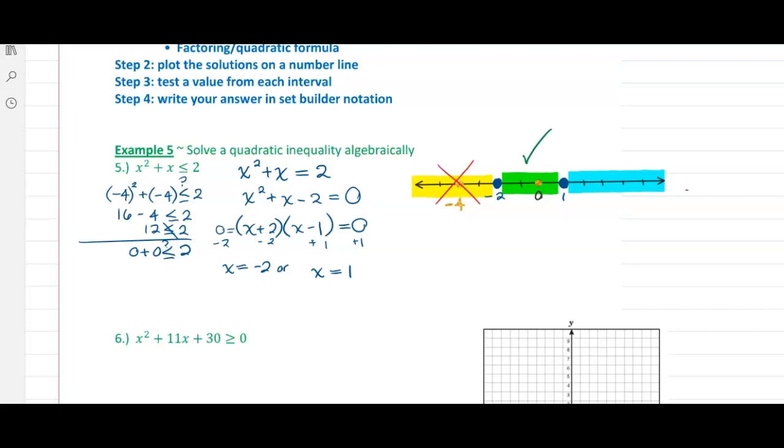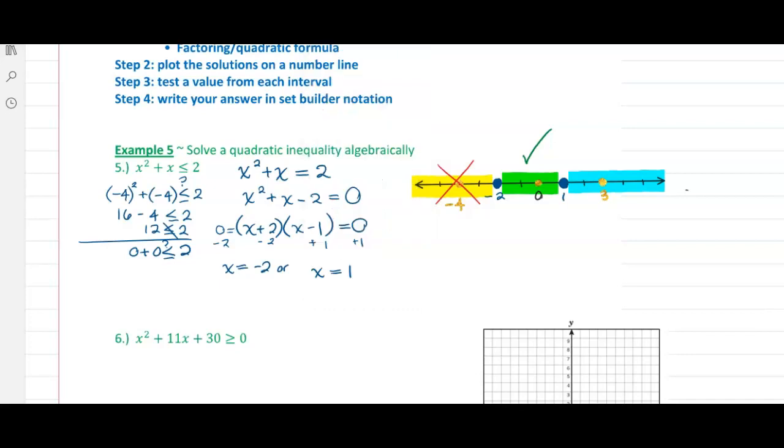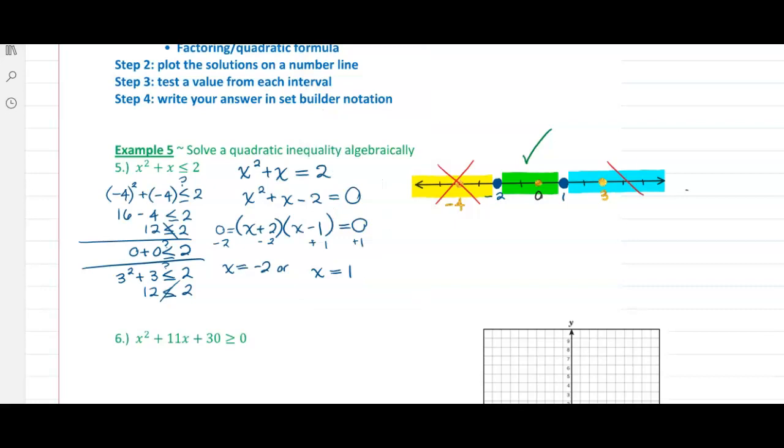And next, I'm going to test a point on my third region, my blue segment. How about we try 3? When I put 3 back through my equation, 3 squared plus 3, is that less than or equal to 2? Now that would be 12, which is not less than or equal to 2. So we want to get rid of that piece also.